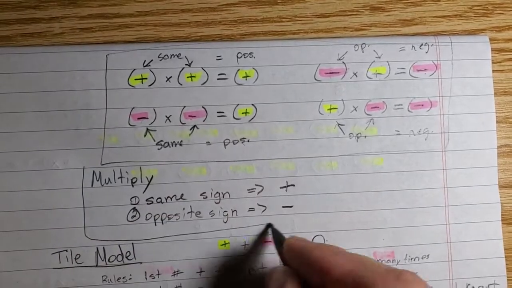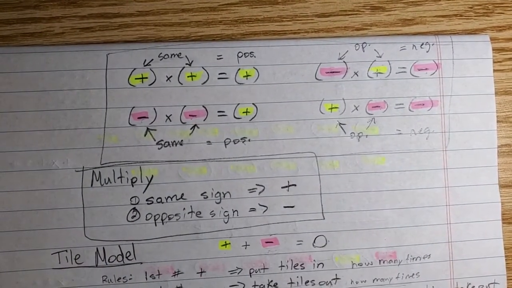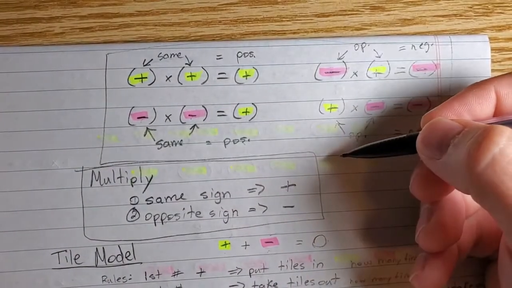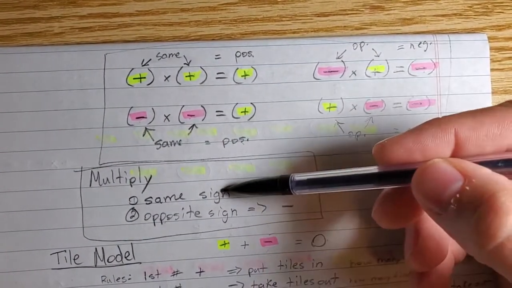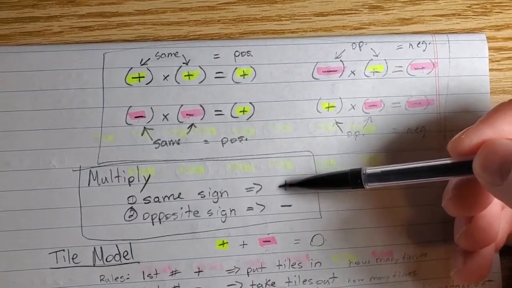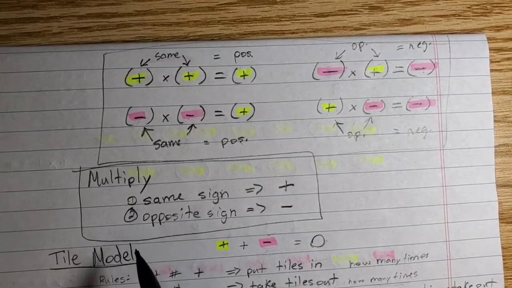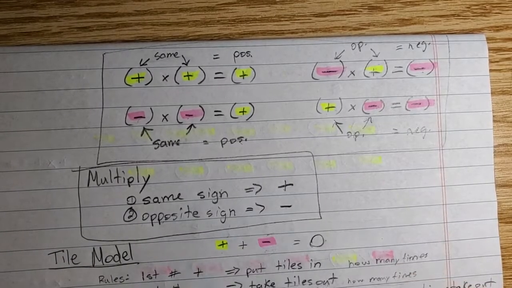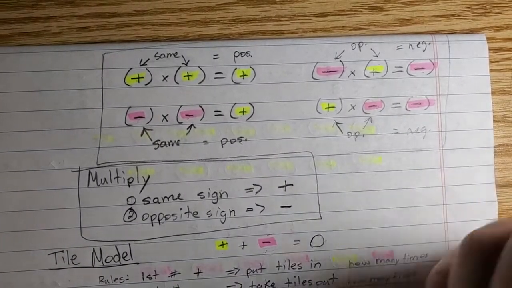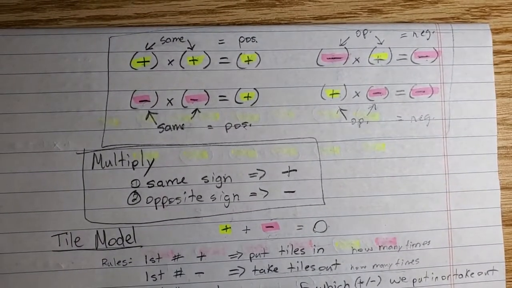This right here is the meat of this lesson. If you remember this, you will always know how to multiply integers. If they have the same sign, so either both positive or both negative, our answer is going to be positive. If they have opposite signs, so one negative, one positive, or one positive, one negative, it's going to be a negative answer. And then all you have to do is use the multiplication we've been doing since we were in grade probably 3.